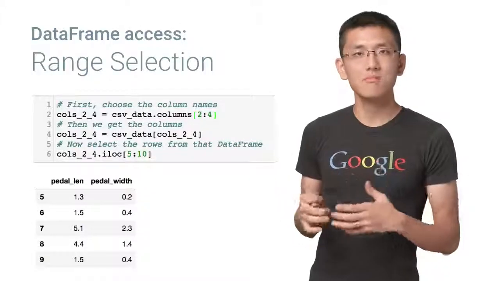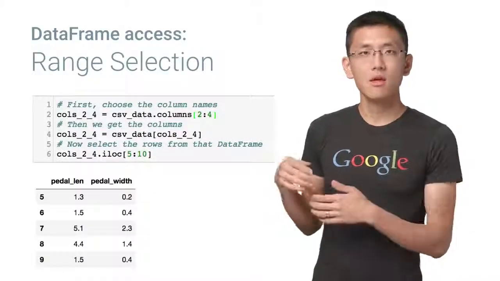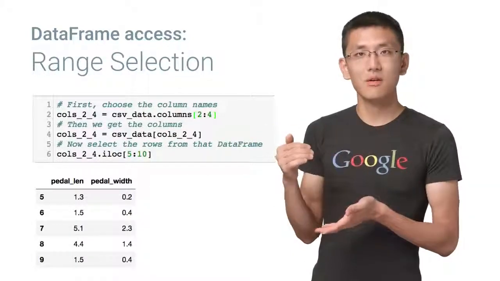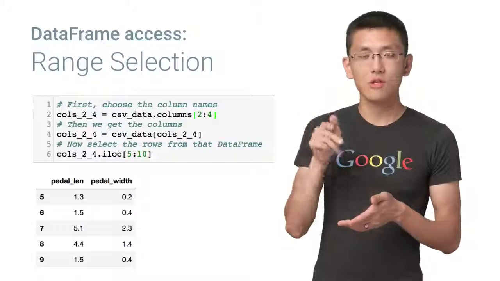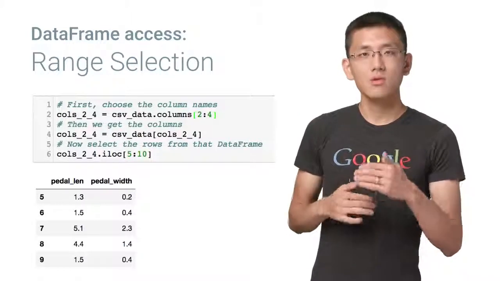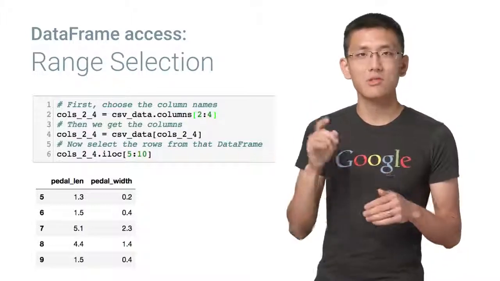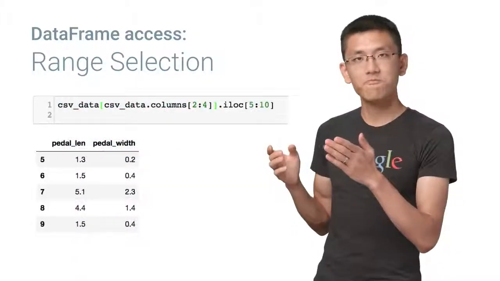Say we wanted both a subset of columns and a subset of rows. What would that look like? Well, we can combine what we've learned so far and make one expression that gets the job done. So first, we'll choose the column names just like we did before. Then we get the columns back, and then we can select the rows from that data frame using that colon notation. And so once you get the hang of things, you'll actually be able to collapse these 3 lines down into just one expression, something like this.